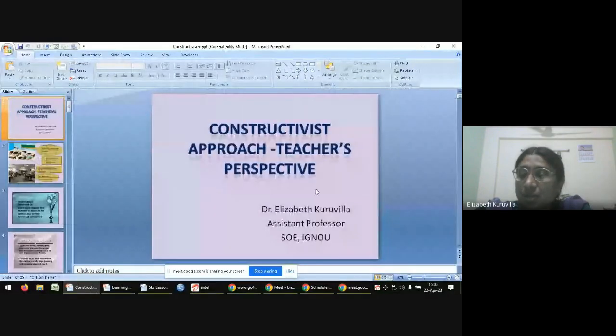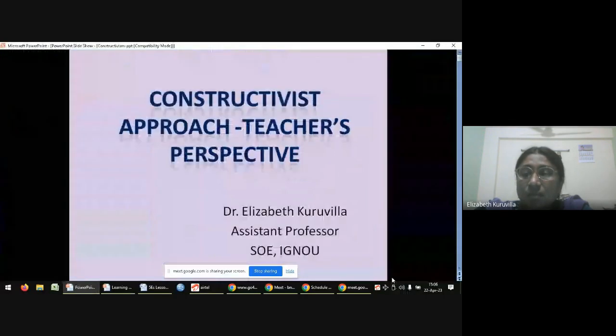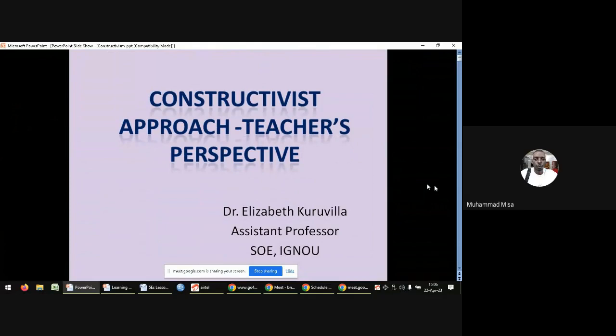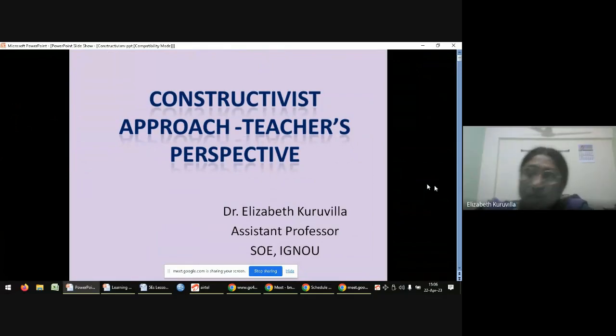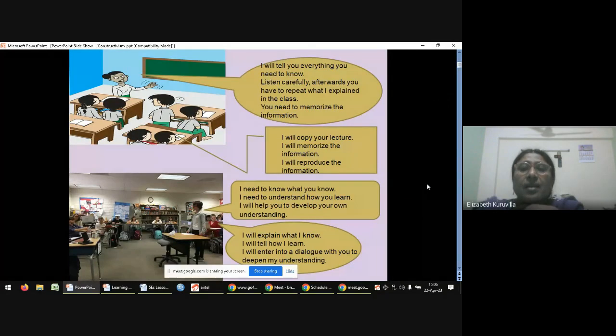You know that, as I have already stated, constructivism is an approach that is used in the classroom. Hope that the PPT is visible to all of you. Yes, visible, ma. So the constructivist approach, in the teacher's perspective, we are going to learn. Here you can see the two situations. I request Ola to read the first teacher's statement.